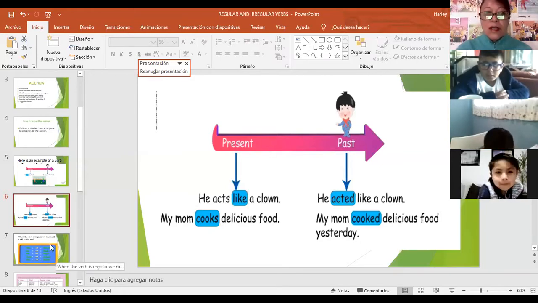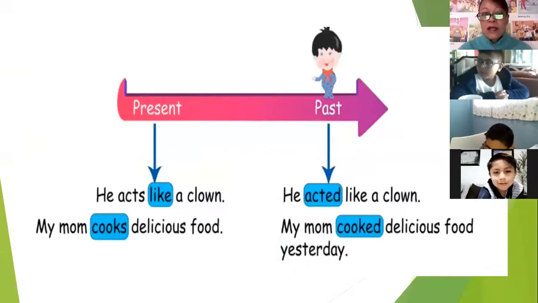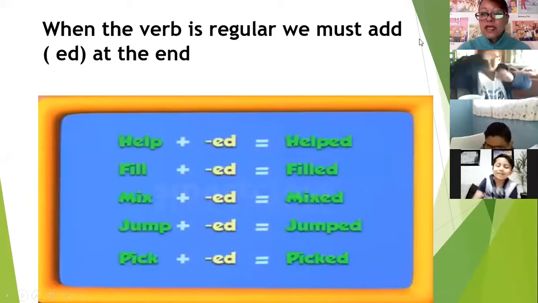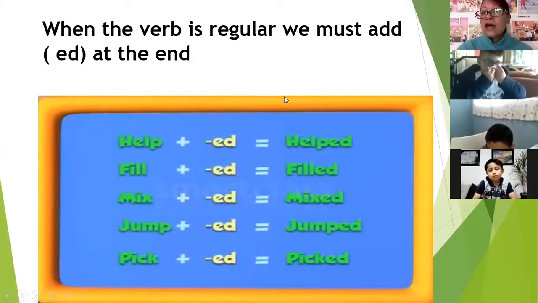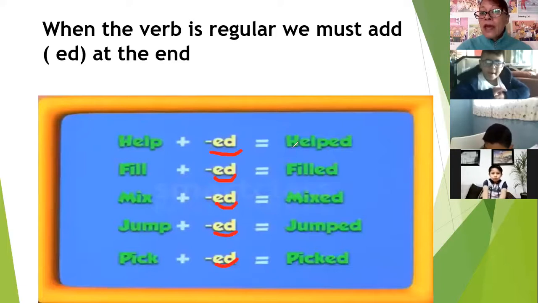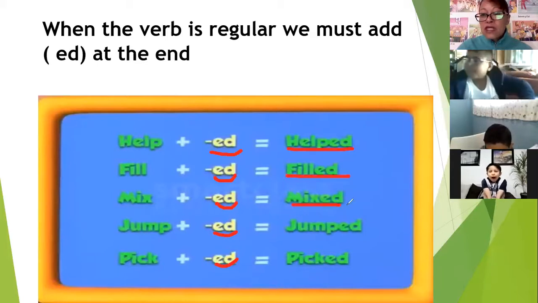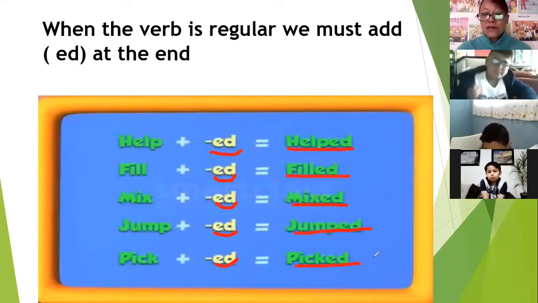Okay? Now we are going to watch the following chart. Look at the following chart. It's very important. We have verbs like help, feel, mix, jump, and pick. We need to add ed. As I mentioned, to make a verb in past we need to add ed in all the cases: helped, filled, mixed, jumped, and picked. Okay? Excellent. Let's continue.